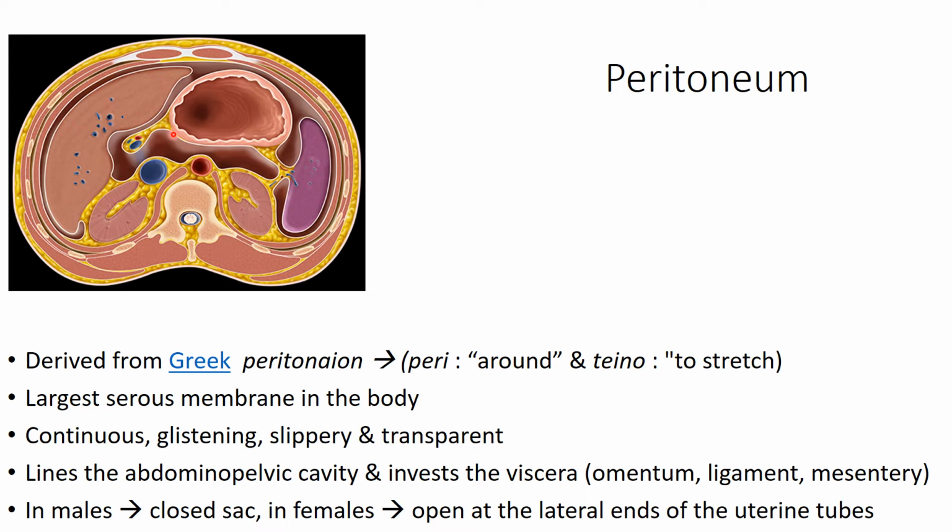but it has different names according to the organ. Those related to the stomach are known as greater and lesser omentum. Those related to the small intestine are known as mesentery, and those related to solid organs, like the liver or the spleen, are known as ligaments. So in case of male, it is a closed sac, whereas in case of female, it is open at the lateral end of the uterine tube.